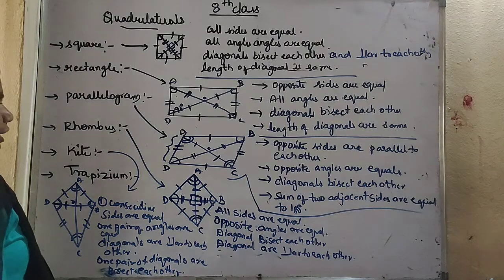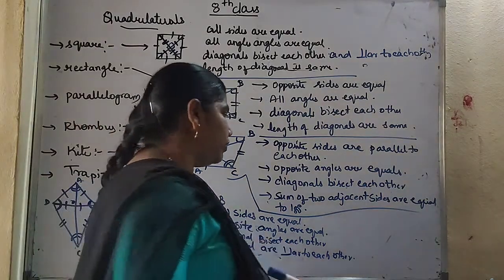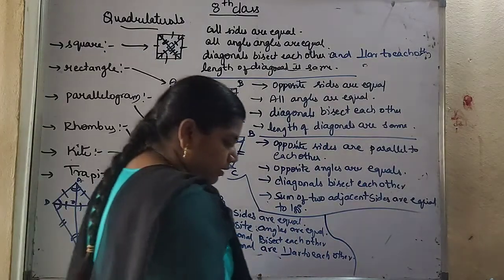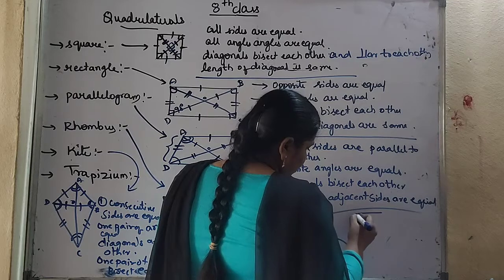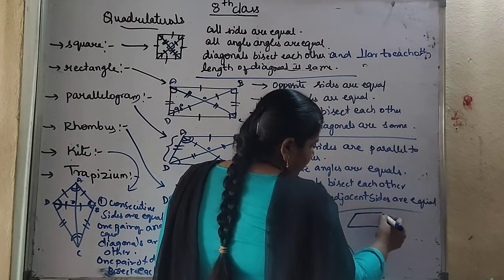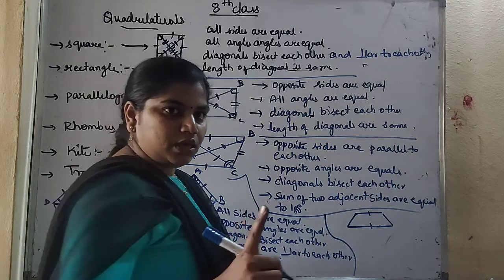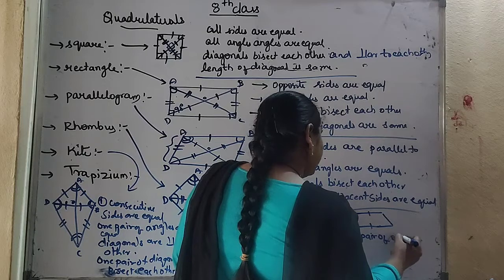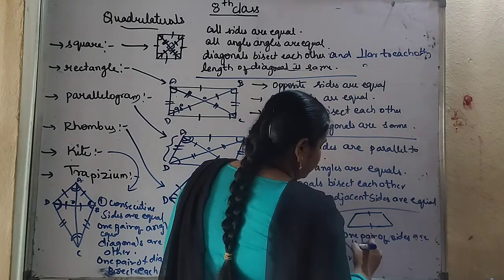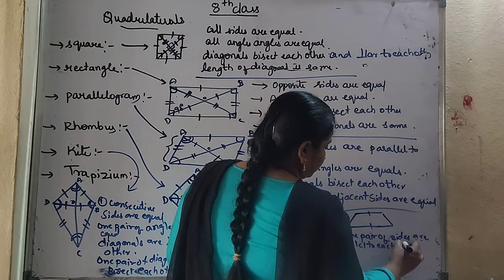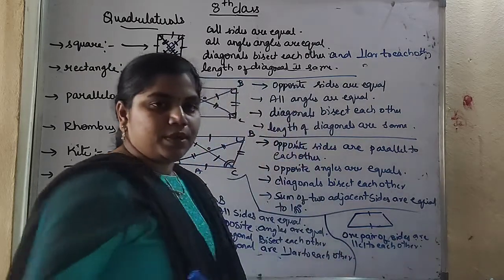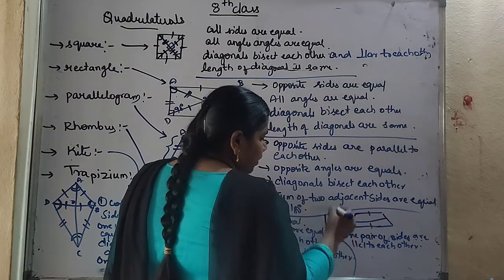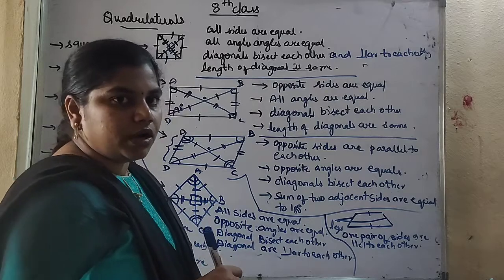Now last is trapezium. In this trapezium we have only one property, so I am writing here about trapezium. This is a trapezium. One pair of sides will be parallel to each other. The non-parallel sides we call legs.